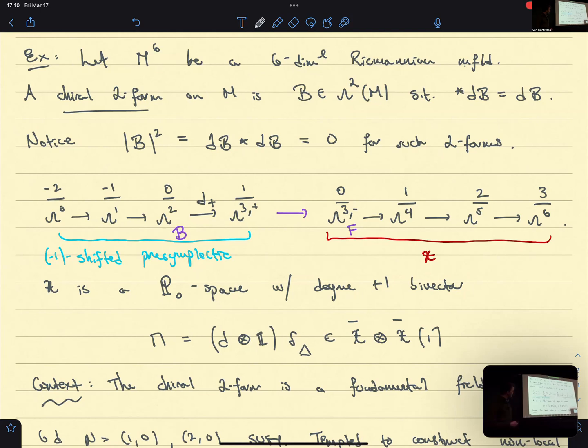And I don't want to say too much about the rest of this complex here. But the point is that this thing on the right-hand side has a shifted Poisson structure. So X here is a P0 space. Here's X. It's the thing concentrated in degrees 0 to 3. You can write down this degree +1 bivector very explicitly. This is just a constant coefficient thing. I'm in a linear space. It looks like you just take the delta function, thinking about that as a differential form on the tensor product of this space with itself, and you apply this de Rham operator to it.